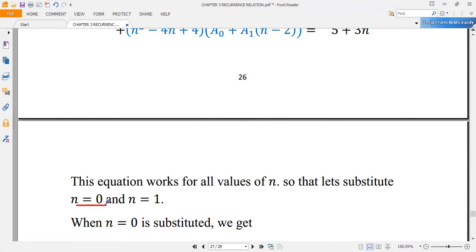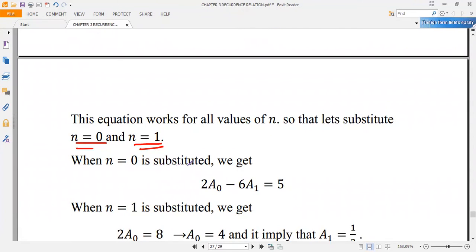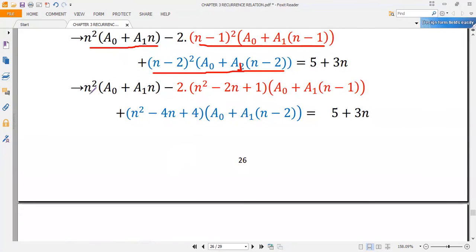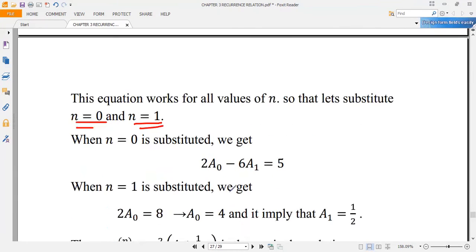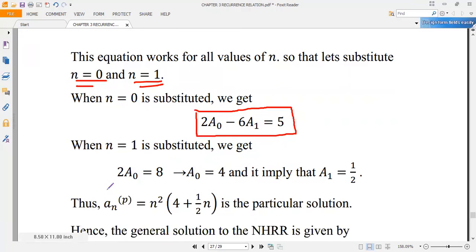So let's substitute n equals 0 and n equals 1. When n equals 0 is substituted, the first term becomes 0. What's left is minus 2 times (a0 plus a1 times (0 minus 1)), which is minus 2 times (a0 minus a1), and then the last term is 4 times (a0 minus 2a1). Rearranging that, you will get 2a0 minus 6a1 equals 5 when you substitute n equals 0.